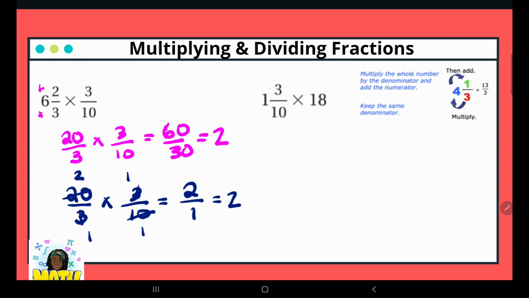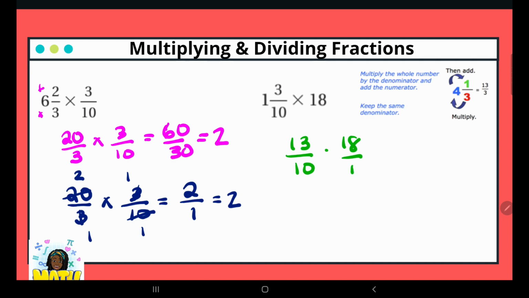So the denominator times the whole number, 10 times 1. And then we want to add the numerator. So 10 plus 3, which is 13, over 10 times 18 over 1. So anytime you have a whole number that does not have a denominator, we can write that as a fraction by using a denominator of 1.